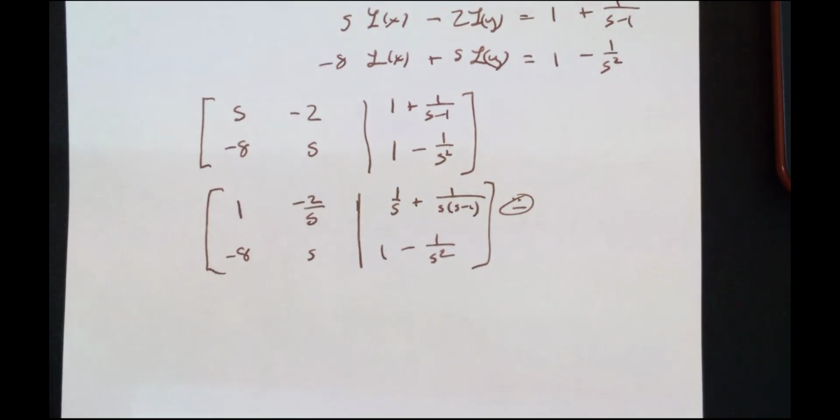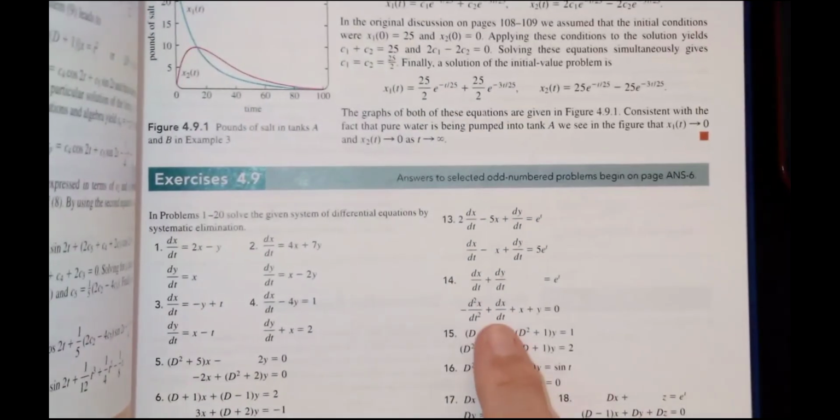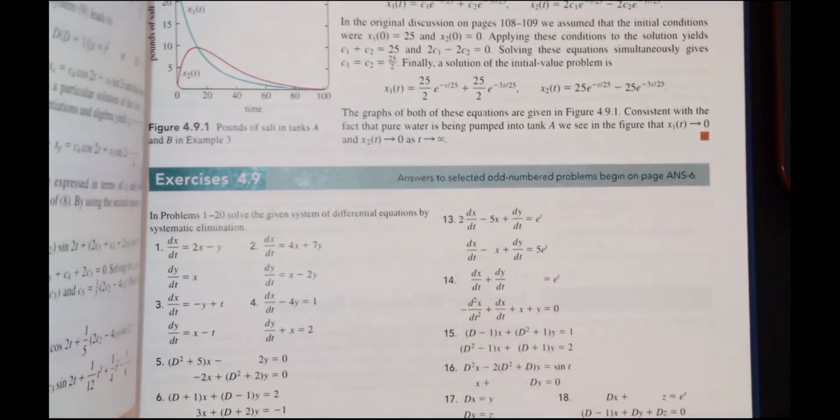It'll probably be something to do with C1 and C2. Since we don't have initial conditions in this problem, it'll probably end up having to do with C1 and C2, because there weren't any initial conditions given there.